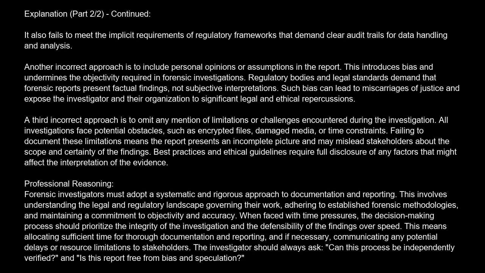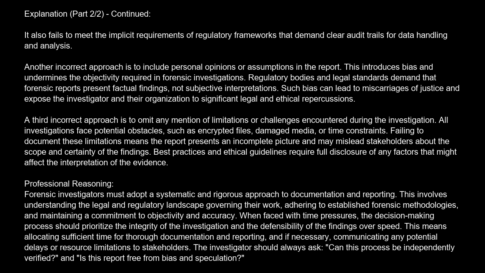Forensic investigators must adopt a systematic and rigorous approach to documentation and reporting. This involves understanding the legal and regulatory landscape governing their work, adhering to established forensic methodologies, and maintaining a commitment to objectivity and accuracy. When faced with time pressures, the decision-making process should prioritize the integrity of the investigation and the defensibility of the findings over speed.